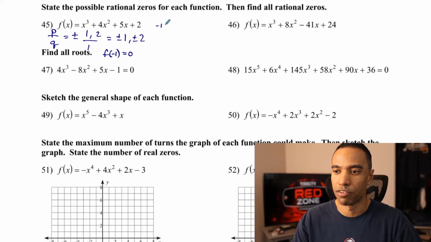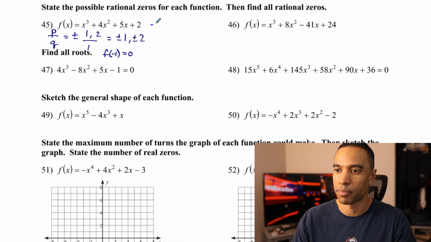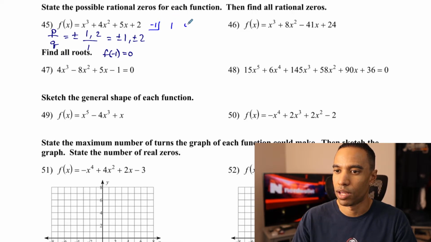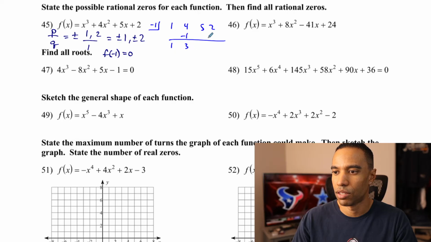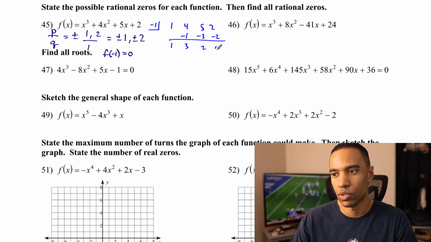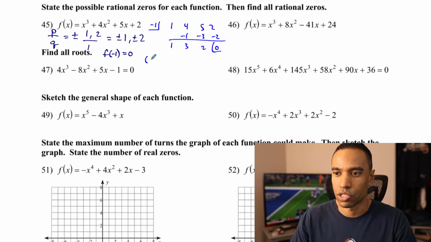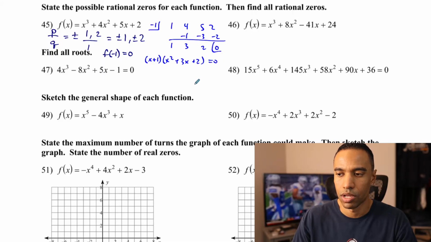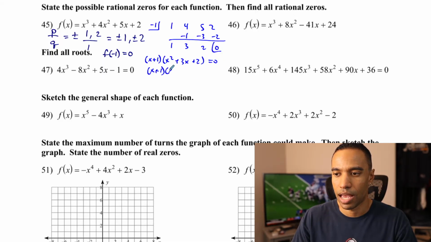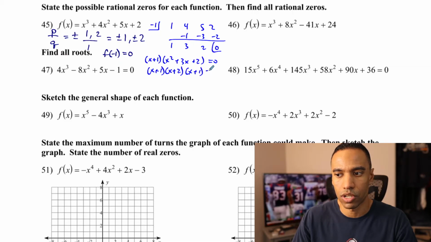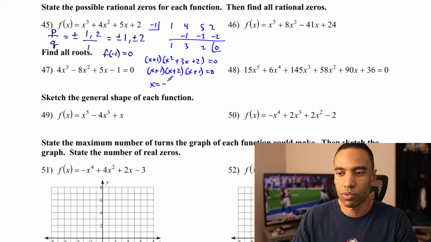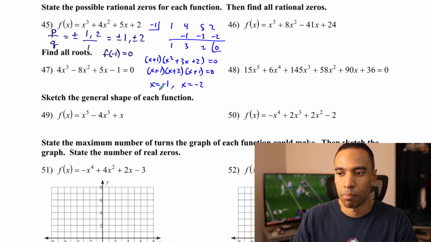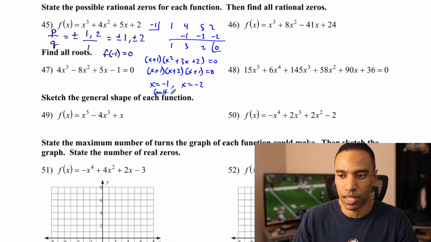Okay, so using -1, this is that color blindness I was talking about. Using -1 here, I have 1, 4, 5, and 2. That's not 52, that's 5 and 2. So 1, 3, 2, and 0. So this factors into x plus 1, which we already saw, and x squared plus 3x plus 2. That factors into x plus 2 times x plus 1. So there is another 1. So there's x equals -1 and x equals -2, but -1 has what's called a multiplicity of 2.